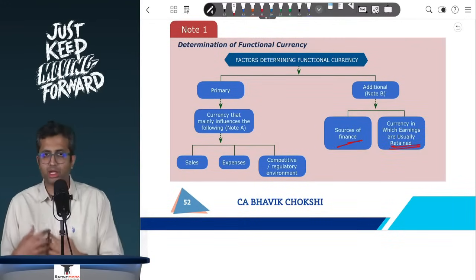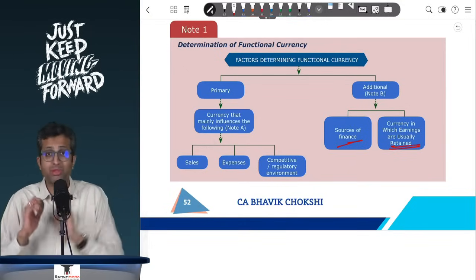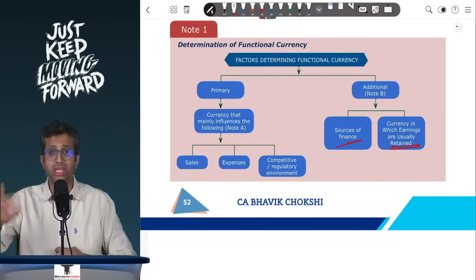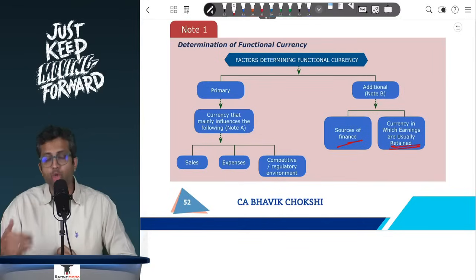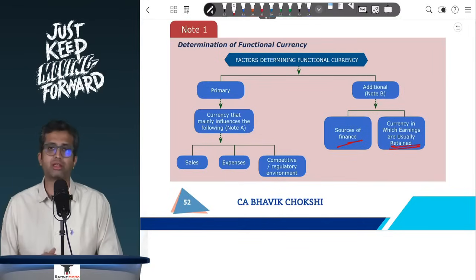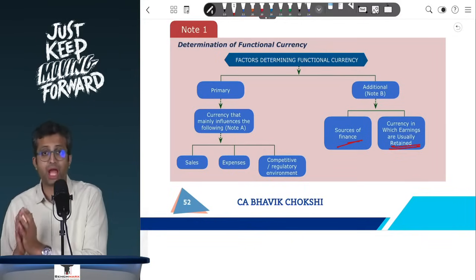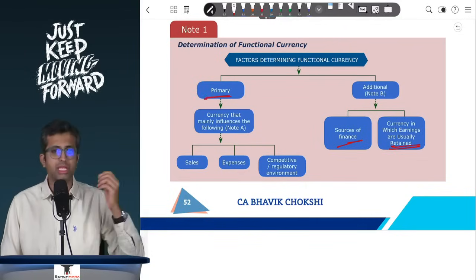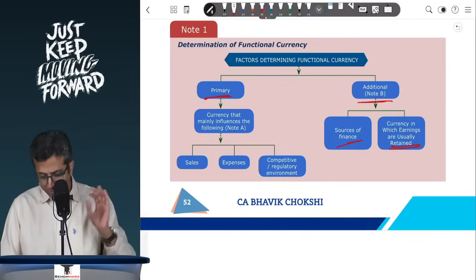So if I'm an Indian company, though I'm operating in the US environment for selling, however I'm retaining money in the Indian rupee largely, or I am actually raising money if required from Indian banks in rupees, in which case, looking at the additional factors, I can conclude that rupee is my functional currency. However, I will go to these additional factors only if the primary factors are not conclusive. If the primary factors give me a conclusive verdict, I don't even need to go to the additional factors.